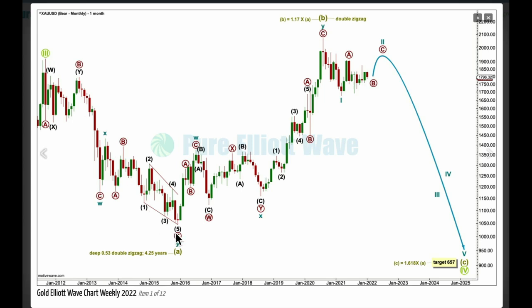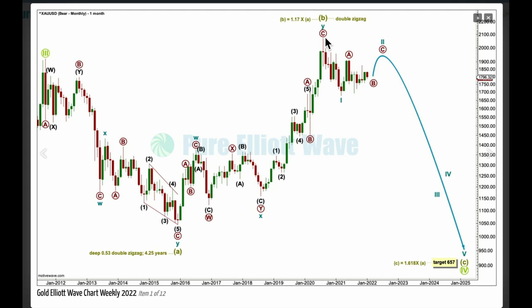Both supercycle A and supercycle B subdivide quite well as double zigzags. Supercycle A looks like a more normal double zigzag. Cycle W and cycle Y are closer to even in length. Supercycle B looks like a bit of a different looking double zigzag. Cycle wave W and cycle wave Y are not even in length. Cycle Y is much more extended.